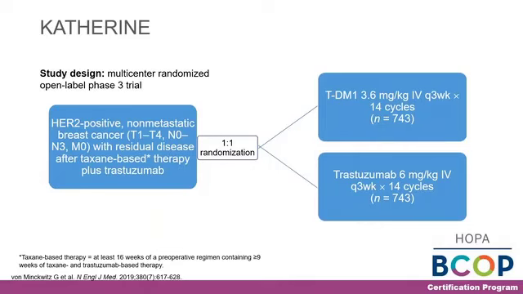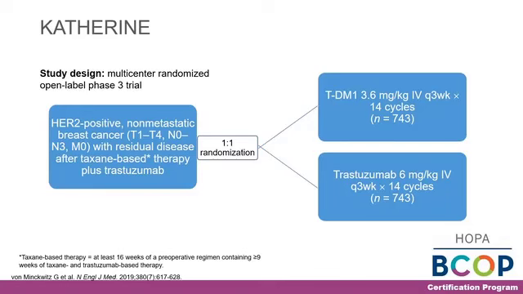And this was based on the KATHERINE trial, which I alluded to a little bit earlier. The KATHERINE study was a multi-center randomized open label phase 3 trial that included HER2 positive non-metastatic breast cancer patients with residual disease after a taxane-based therapy plus trastuzumab. Taxane-based therapy was defined as at least 16 weeks of a preoperative regimen containing greater than or equal to 9 weeks of taxane and trastuzumab-based therapy.